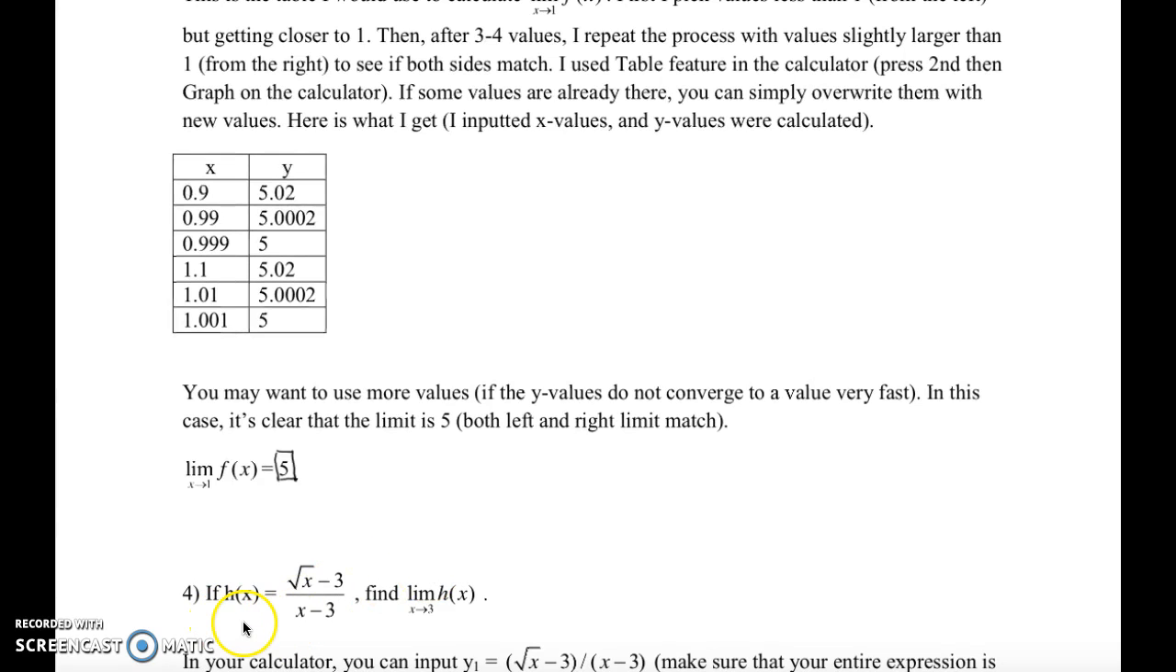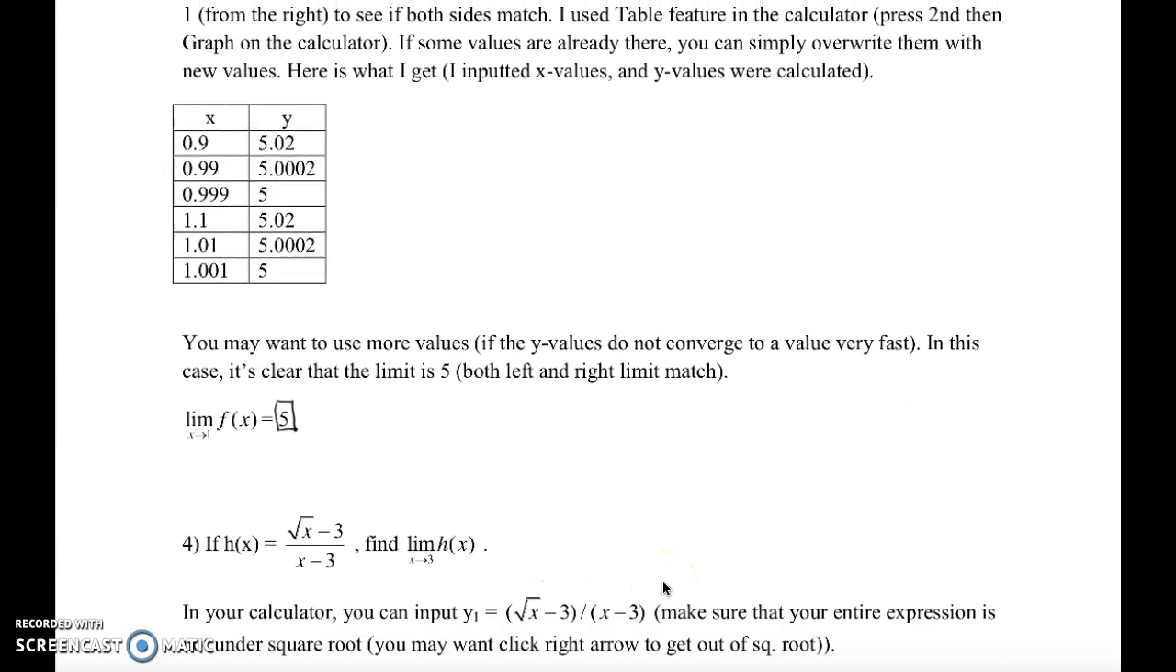All right, let's look at this guy. So if I have h of x, and it's equal to the square root of x minus 3 over x minus 3, and I want to find the limit of h of x as x approaches 3. Now, notice that 3 in this case is not defined. If I plug 3 into the denominator, I end up with 0, which makes it undefined. So there's not going to be a value there, but I can still calculate the limit from the left and from the right, even though that value does not exist.